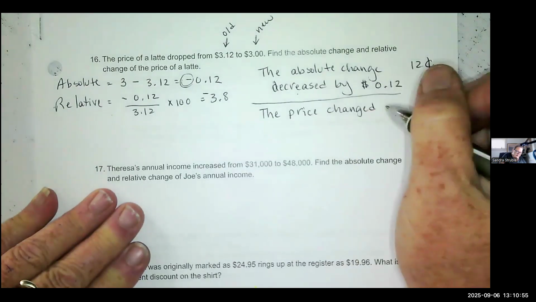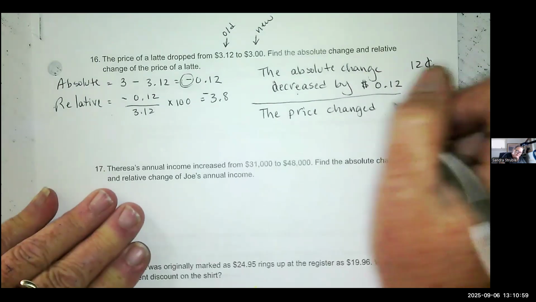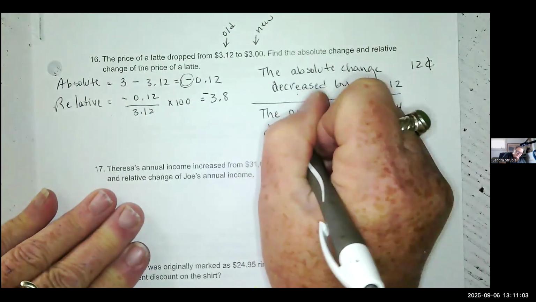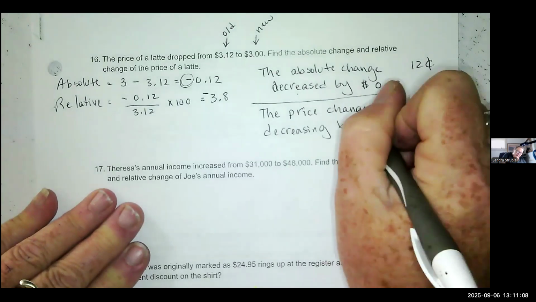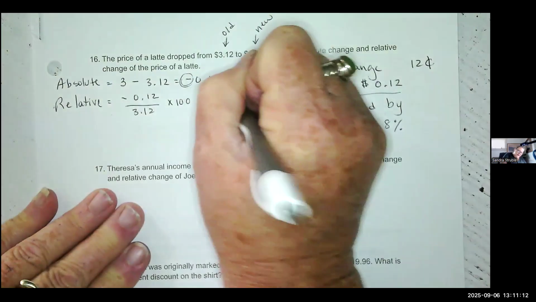I don't know what I'm writing here. It decreased. The price decreased by, changed by decreasing. Y'all can write your own sentence, probably better than I can. 3.8%. And I forgot my percent symbol there.